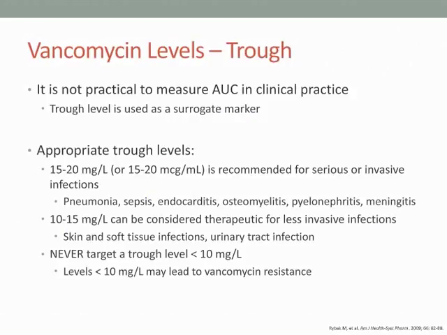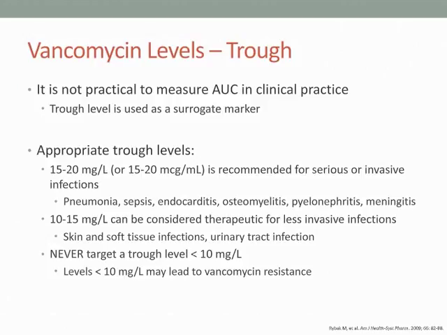Although the best indicator of vancomycin's efficacy is the AUC to MIC ratio, it isn't practical, or in some cases possible, to measure the AUC in clinical practice. Because of this, a trough level is typically used as a surrogate. Typically, for most serious infections, a trough level of 15 to 20 milligrams per liter is recommended. These types of infections include pneumonia, sepsis, endocarditis, osteomyelitis, pyelonephritis, and meningitis.